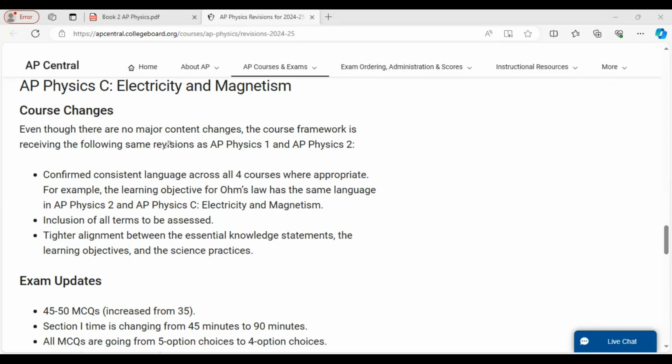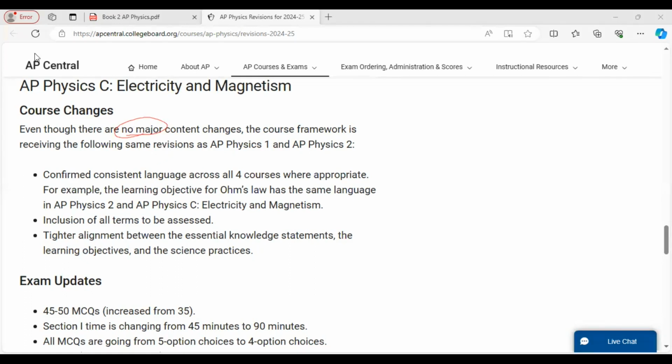Welcome students. Let us see the latest changes in AP Physics, Electricity and Magnetism for 2024, and we will also discuss a question related to AP Physics C, Electricity and Magnetism, and continue a series of questions for your 2024 examination. So what are the latest changes? Content-wise there is no major change, but in the pattern of the examination there is a considerable change. So let us see what the changes are.